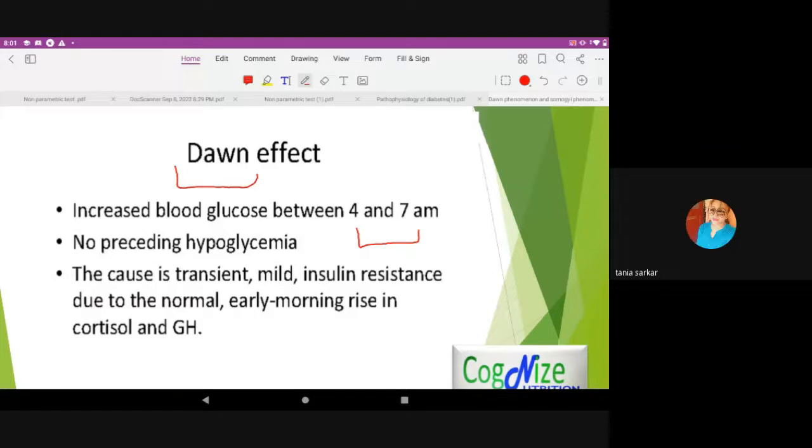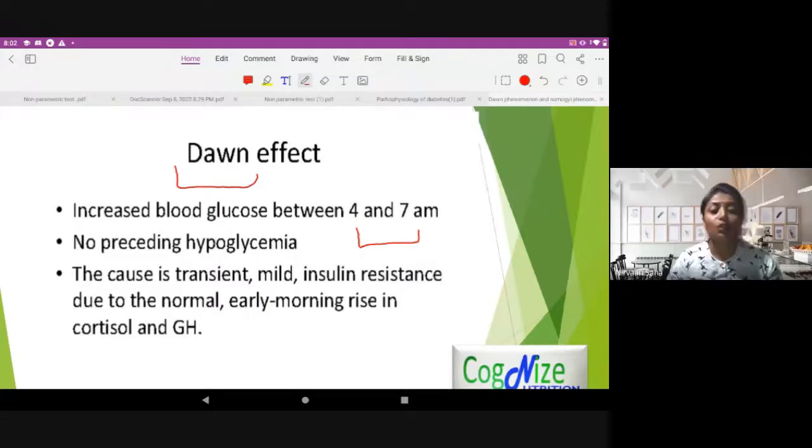Yes, ma'am. Yes. Okay. Ma'am, may I ask a very little question? Yes, please. Ma'am, that means in the Somogyi effect, the duration of the hypoglycemia is a bit longer than the dawn effect, right, ma'am?